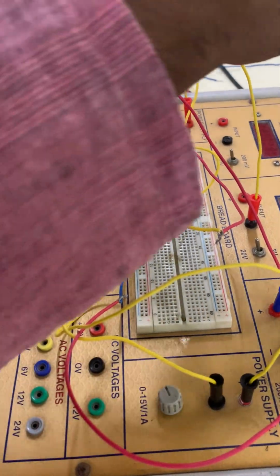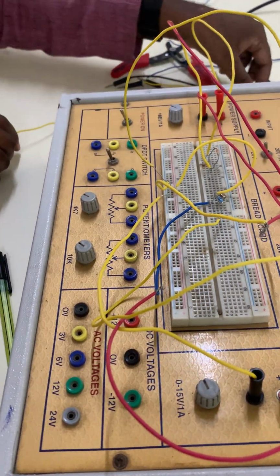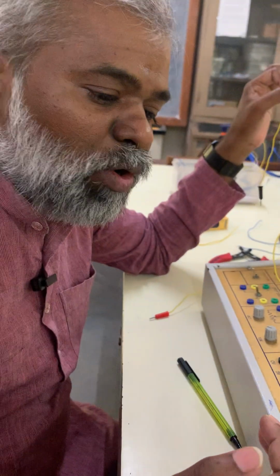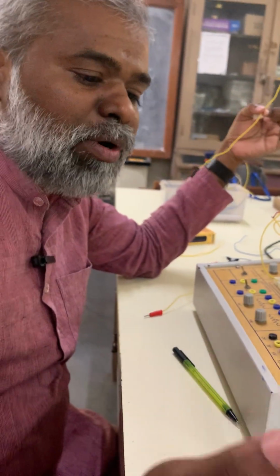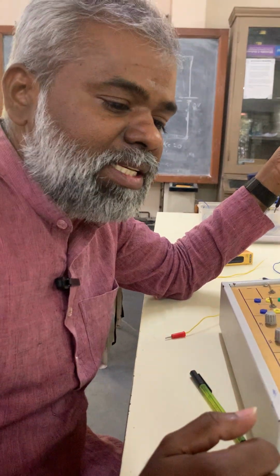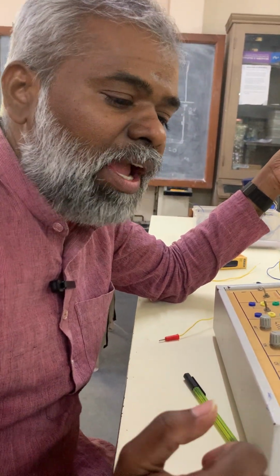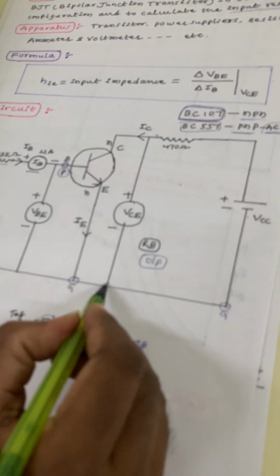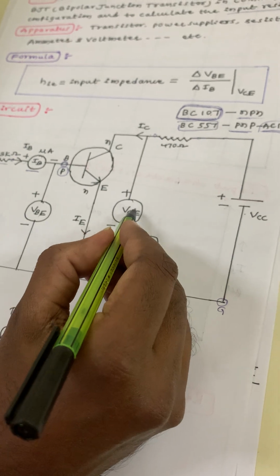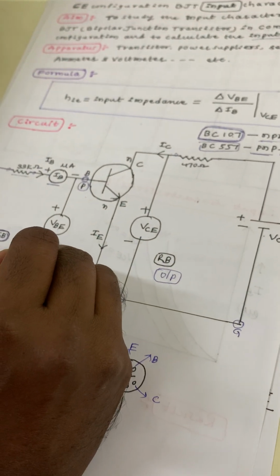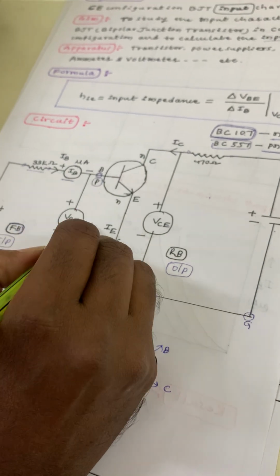That is the voltmeter positive. For voltmeter positive you have to keep two wires. What is our ultimate goal? We have to find the input characteristics of the transistor. For finding the input characteristics of the transistor, what do we have to do? First we have to set the VCE. VCE means output voltage, we have to keep it constant, and input voltage and input current we are varying.